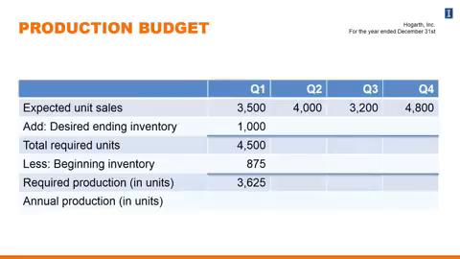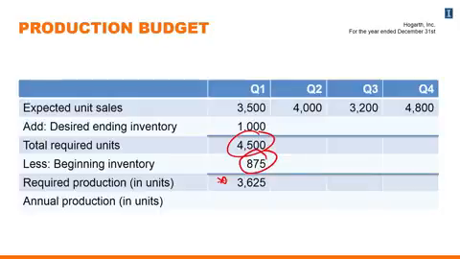Now, of course, we began the period, and our ending inventory from the preceding year exists at the beginning of this first quarter of the current year. And that was 875 units, or, according to our policy, 25% of our expected sales in this current quarter. Given that we require 4,500 units, and we already have 875, that tells us that our production needs are 3,625 units. That's what our production plan will be for this first quarter of the year.